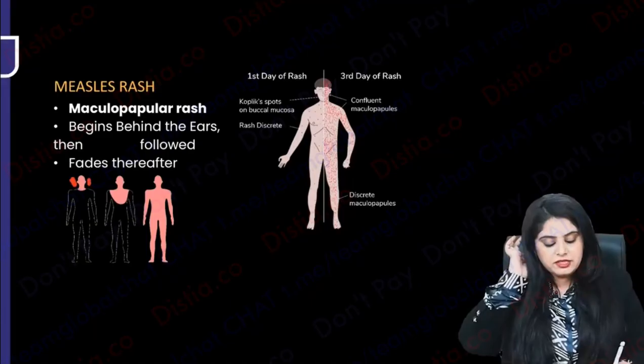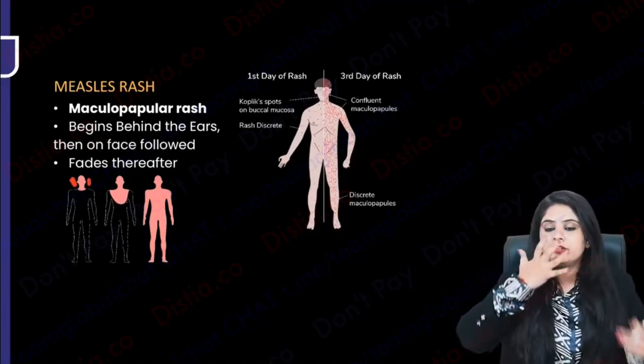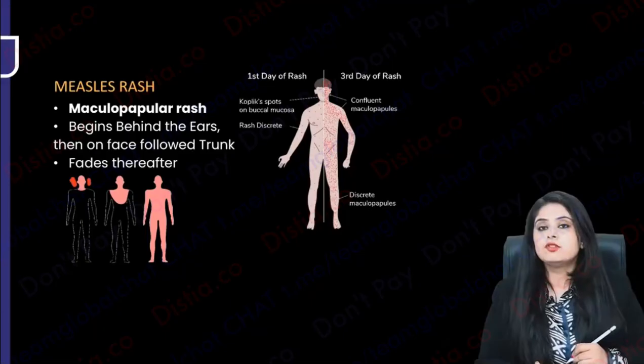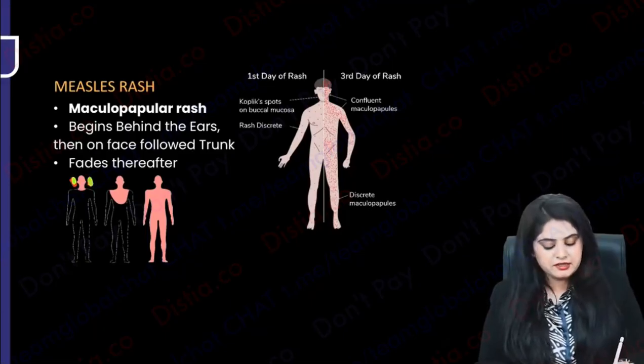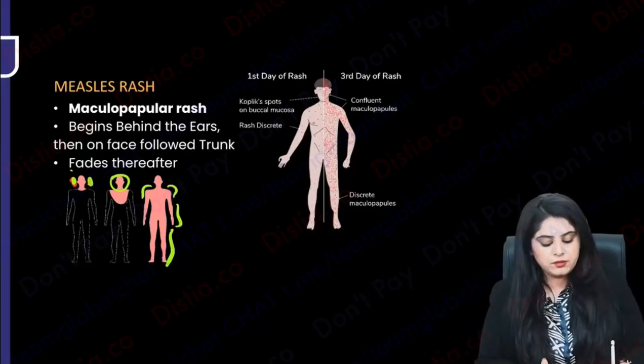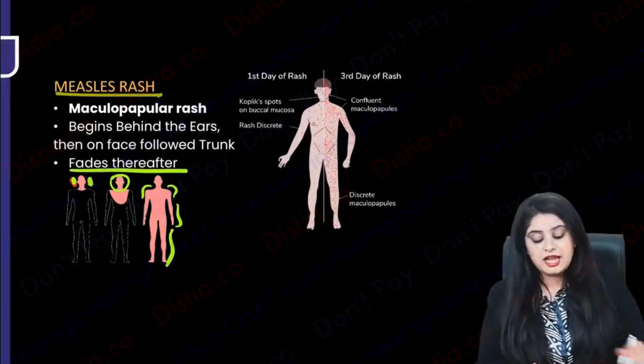After that, you can see that it has come all the way onto the face. So from behind the ears to the face, then it goes to the rest of the body. Then it follows the rest of the body. So from behind the ears, then the face, then how it goes into the rest of the body, and then it starts disappearing also in the same order. But this is the rash that has occurred.